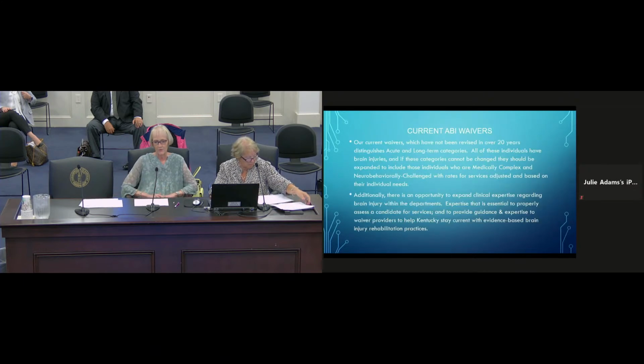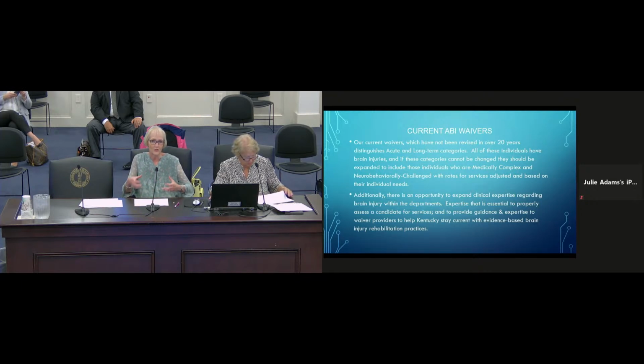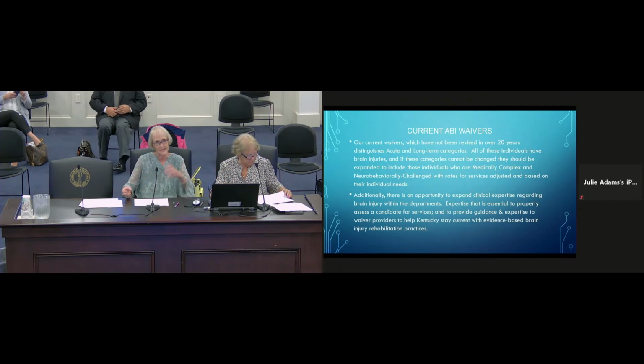Our current waivers, which have not been revised in over 20 years, distinguish an acute and long-term category. All of these individuals have brain injuries, and if these categories cannot be changed, they must be expanded to include individuals who are considered to be medically complex and neurobehaviorally challenged, with rates for services adjusted based on the individual's needs. Typically in brain injury programs across the country, there is a continuum of services that extends from the acute to the community-based services.